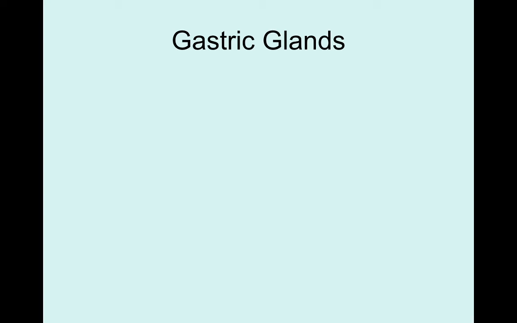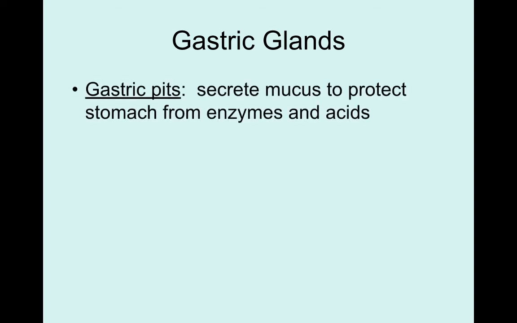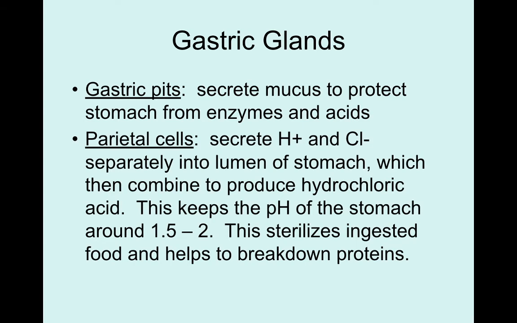So let's look at the 4 sets of gastric glands. The first set are called gastric pits. They secrete mucus, again, which is a buffer that helps protect the stomach lining from the acids as well as the digestive enzymes. We have parietal cells, you guys. The parietal cells produce the acid, but they do not secrete acid.